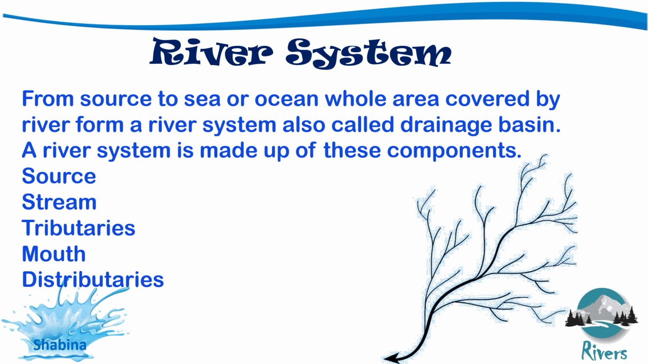So what is a river system? From source to the sea, all the area drained by a river is known as a river system. From source to sea or ocean, the whole area covered by a river forms a river system, also called a drainage basin. A river system is made up of these components.